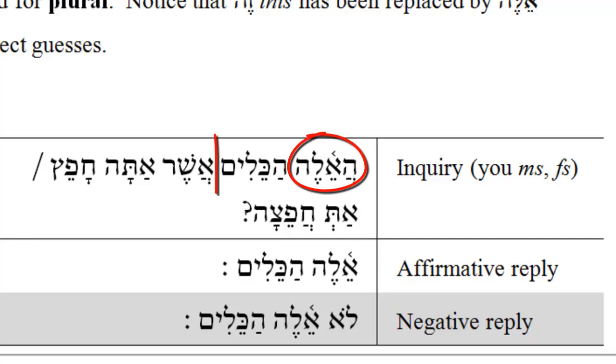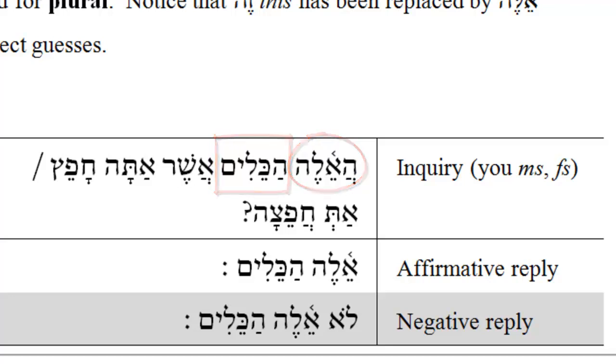Ha'ele, ha'kelim, asher ata chafetz? Notice the word ele, meaning these, and then using the plural form of the commodity, kelim.